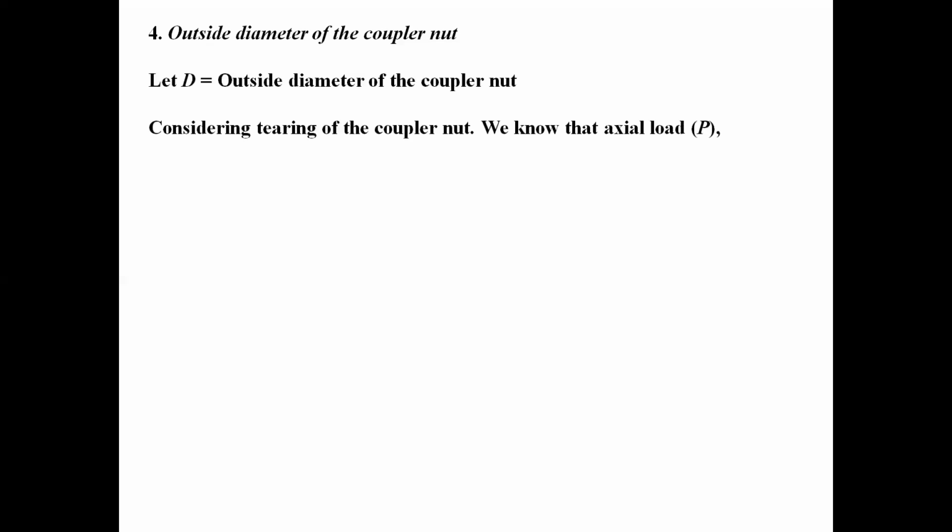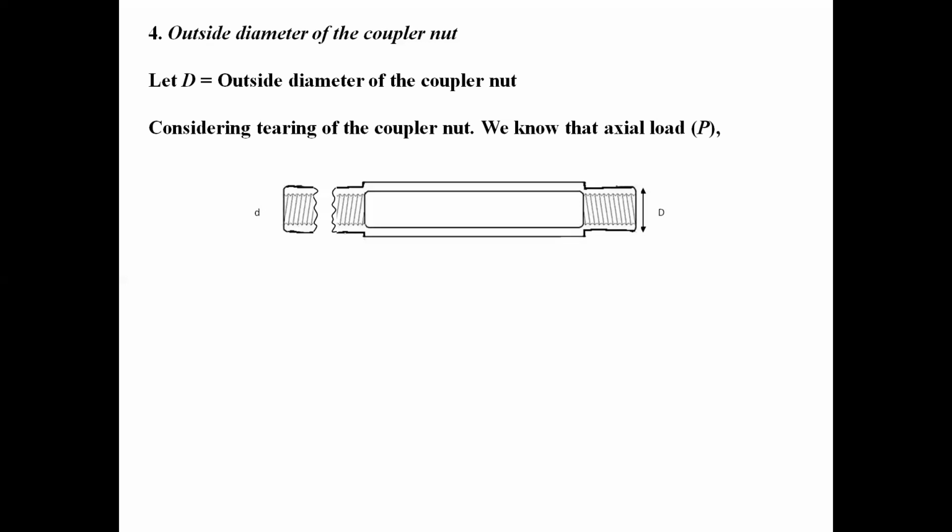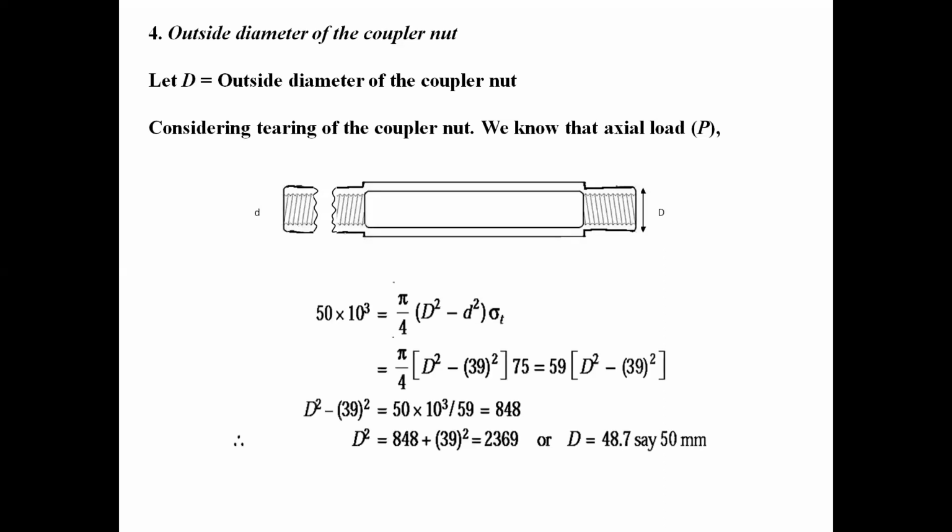When we go for the outside diameter of the coupler nut, which is capital D, the outside diameter is not subjected to any twisting. So it has simple axial load P. Because of the axial force, that coupler nut is going to fail. We'll put all the values here. Now P is 50 kilonewton because it is not twisting.